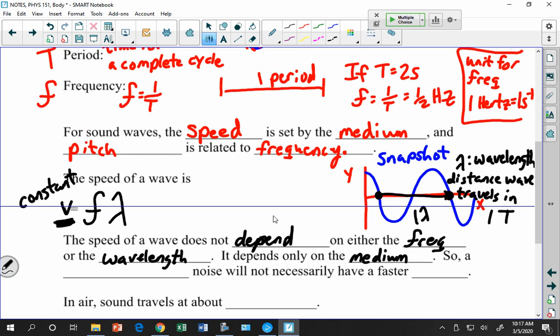So a higher frequency noise will not necessarily have a faster speed. What I'm saying there is that if I was to increase my frequency, the speed would not increase. The speed would still be the same. And so if that's the case, if I increase the frequency, what's going to happen? If I increase the frequency of a wave, what's going to happen to that wave? The speed doesn't change. What? Not the amplitude, but something else in this equation. The wavelength isn't the amplitude. No, the amplitude will still remain the same. It's going to be the wavelength will change. So if my frequency increases, then the wavelength will decrease. But the speed is always going to remain the same.